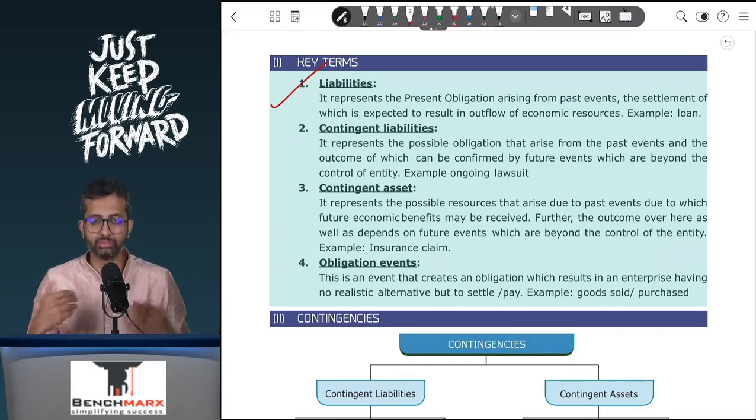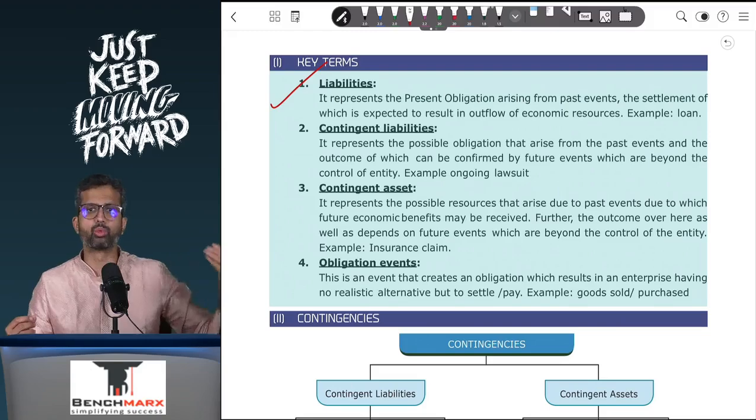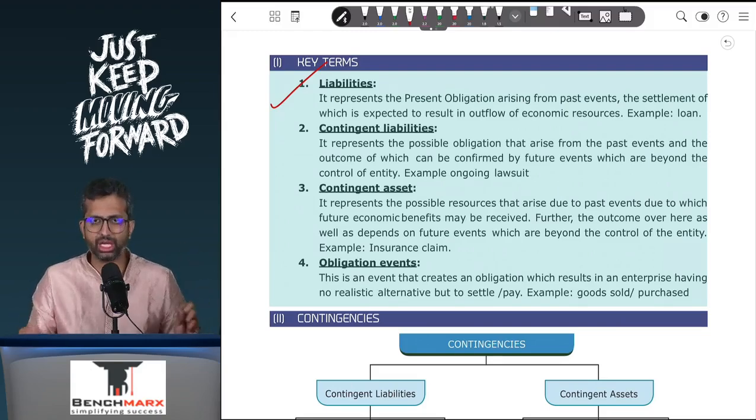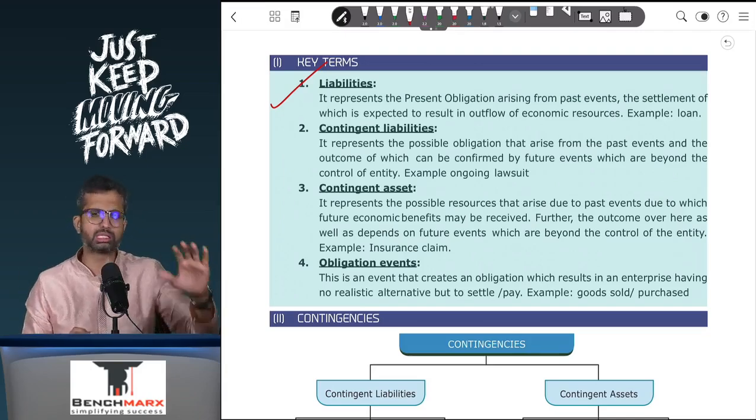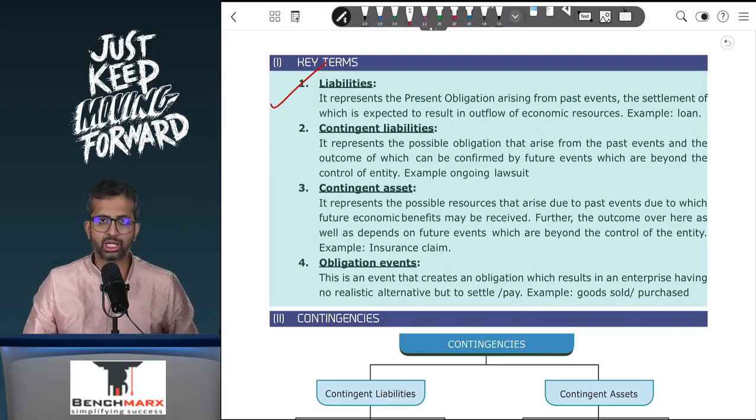Obligation is something where you have taken a loan or you have done a credit purchase whereby you are under no realistic alternative but to eventually pay for it. And as a result, there will be an outflow of resources because you have taken an obligation which is arising out of an obligating event. Now, there is a lot of high-end English used over here. We don't have to write down all of these high-end English words. We can explain in our own words as well, but largely we are going to get cases, not direct theory questions. So this is regarding liabilities.